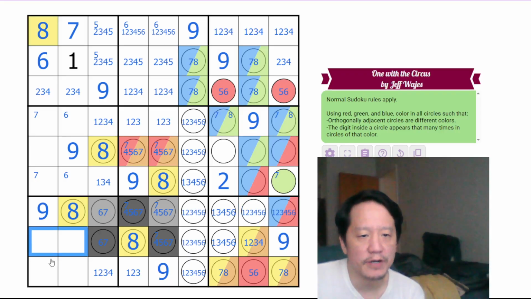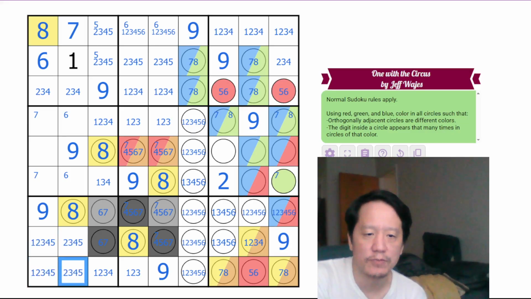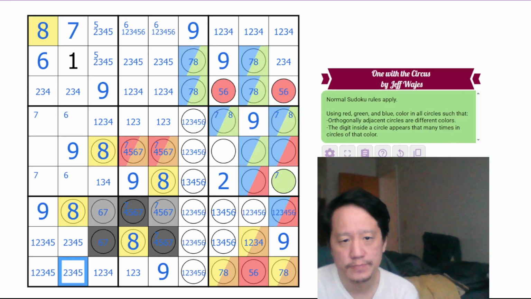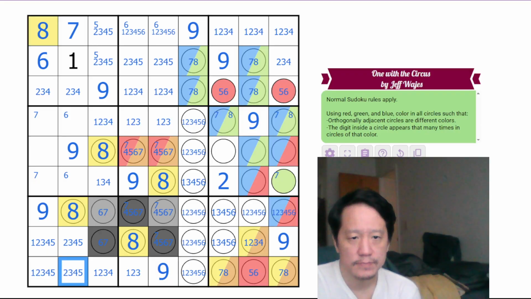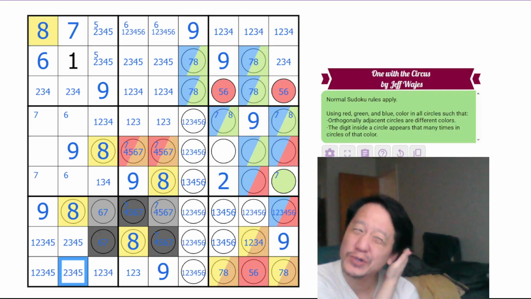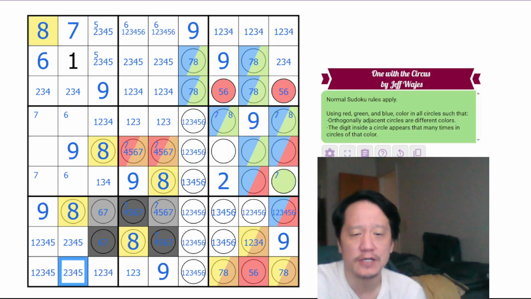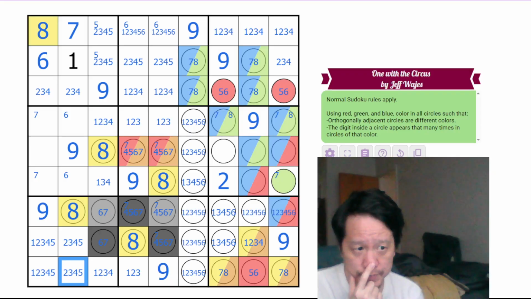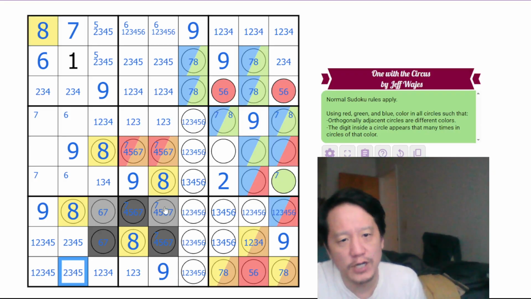Remaining digits in box 7 are 1 through 5. And these can't be 1 because of 1's in the column. 4 could be red. It's very unlikely. So if 4 is red, let's try that. What happens if 4 is red?